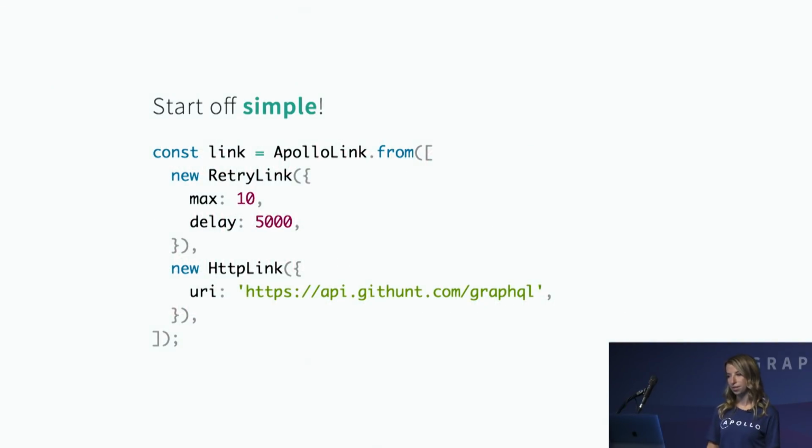So let's take a look at what this looks like. Here we're using an HTTP link to retrieve our data. We're also chaining on a retry link, which will retry the request on an interval if it happens to fail. To chain them together, you use the from method on the Apollo link class, which takes an array of links and concatenates them together.